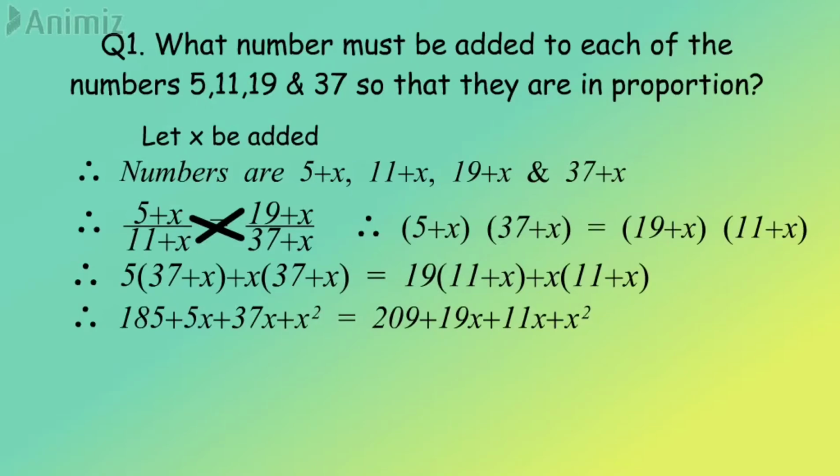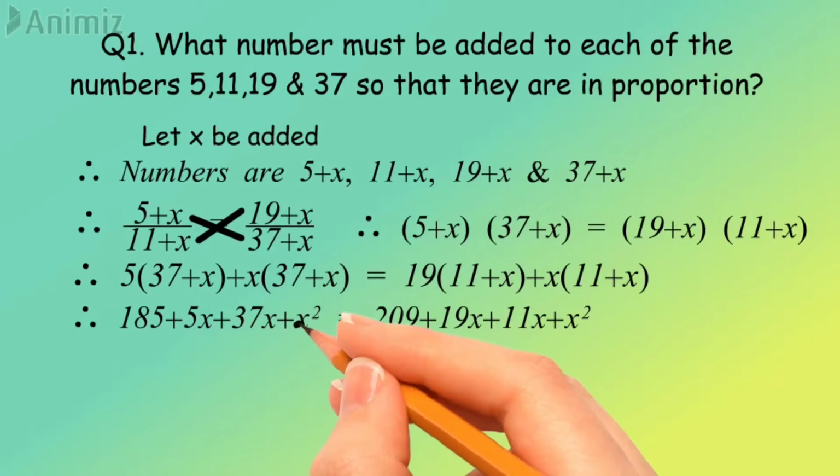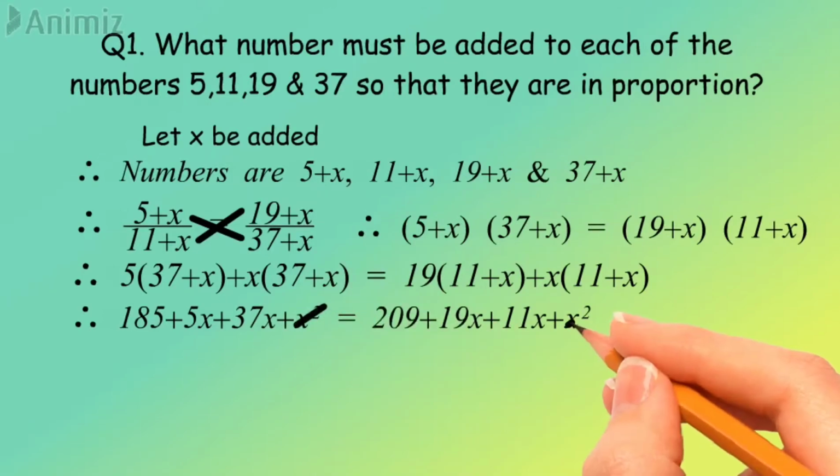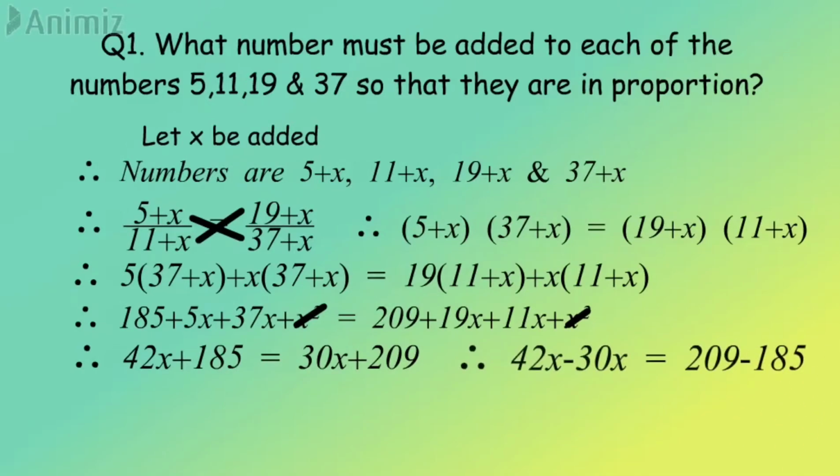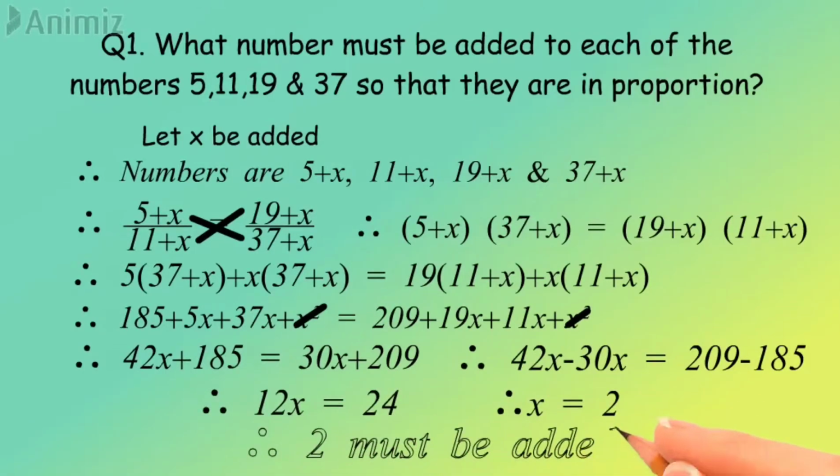Now x square is same on both the side. So you have to cancel the x square on both the side. When you cancel x square on both the side, what you will get? 42x plus 185 on the left hand side and 30x plus 209 on the right hand side. Now transfer x on one side. On transferring, what you will get? Now this will give you 12x equal to 24. So value of x is 2. So 2 must be added.